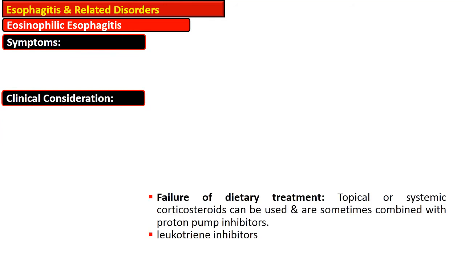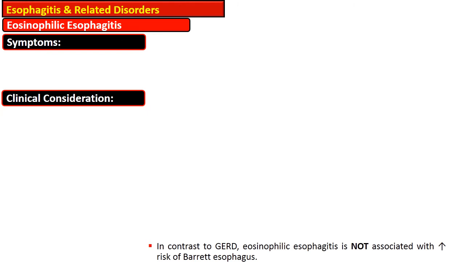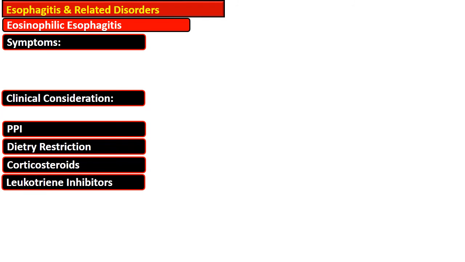If the dietary treatment fails, topical or systemic corticosteroid and leukotriene inhibitor can be used as a combination therapy. Eosinophilic esophagitis is not associated with risk of Barrett's esophagus. So the treatment modalities that are available for eosinophilic esophagitis are PPIs, proton pump inhibitors, dietary restriction, corticosteroids, and leukotriene inhibitors.